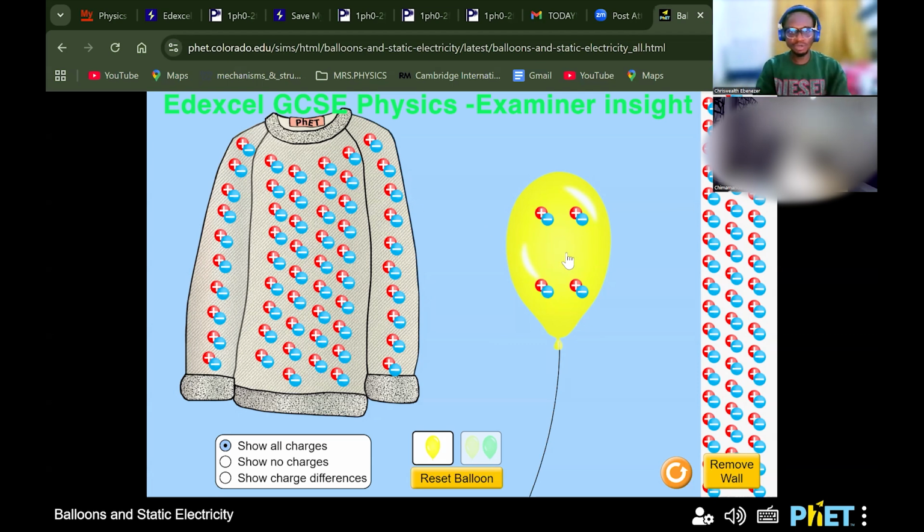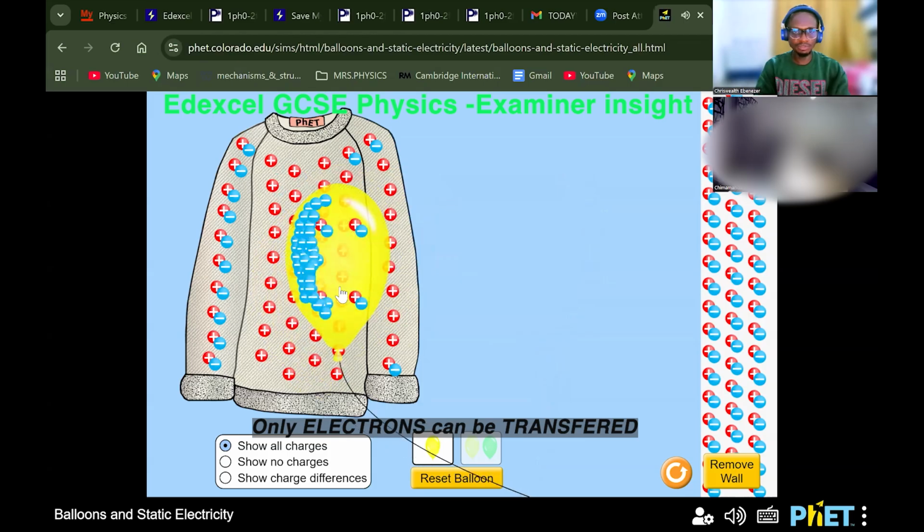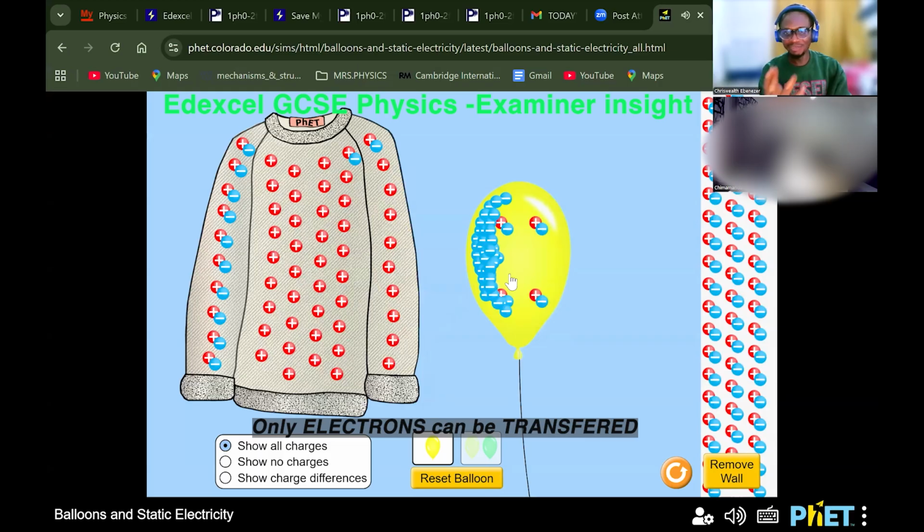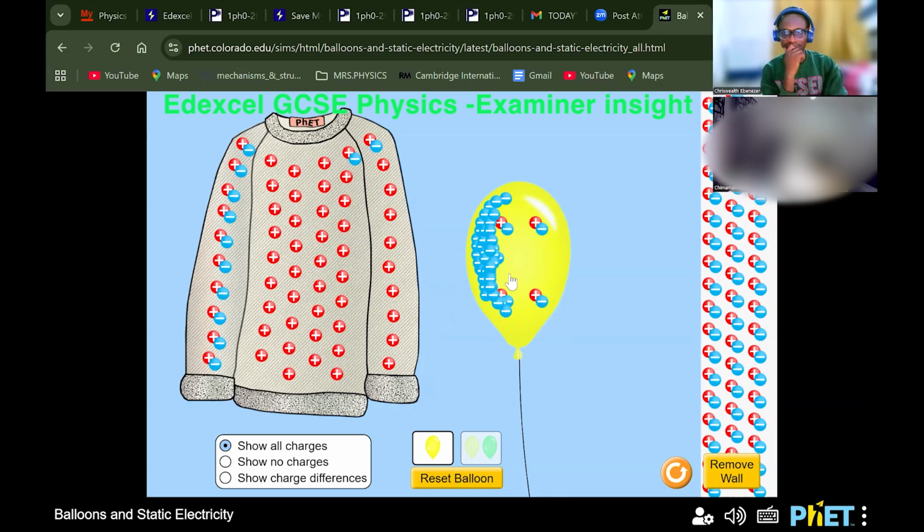I now brought this yellow balloon close to this. I rub it. Do you observe? Can you see now that we still have 4 positive charges and many negative? Where were those negatives coming from? Cloth. The negative, where did they come from that entered into the balloon? They came from the cloth. Now, what do you think has happened to the clothes? In terms of the charges, what happened to the clothes? There are more positives than negatives.